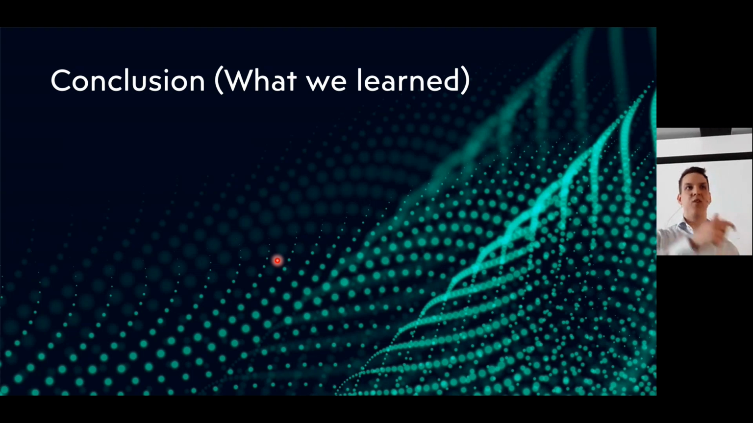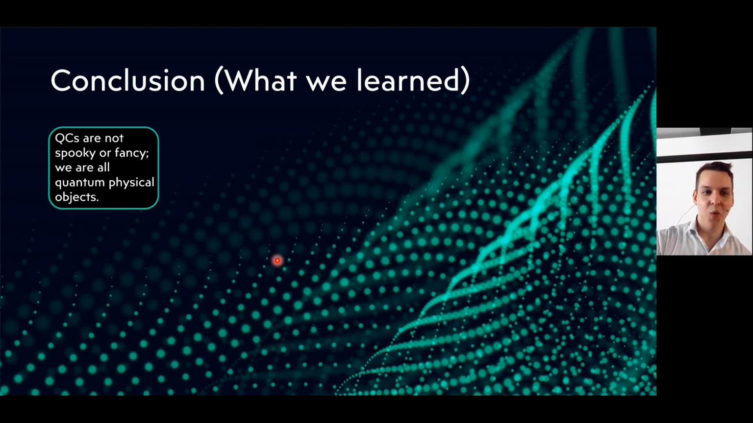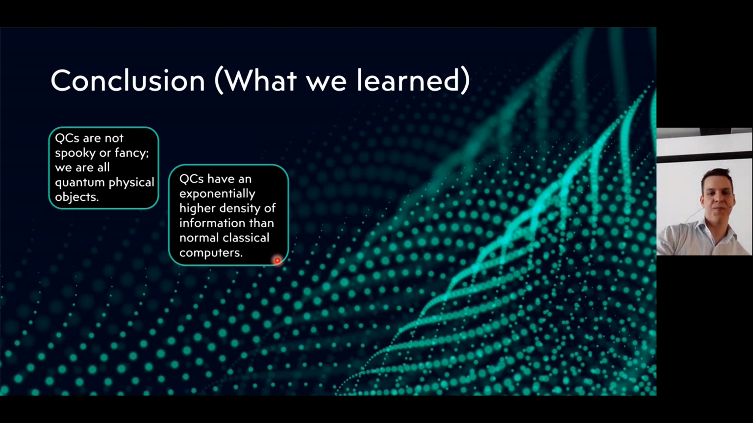Because in a bit you have 0 or 1, and in a quantum computer you have both at the same time. Question solved? Not convinced? Okay. What we learn, it's not spooky. We're all quantum physical objects.